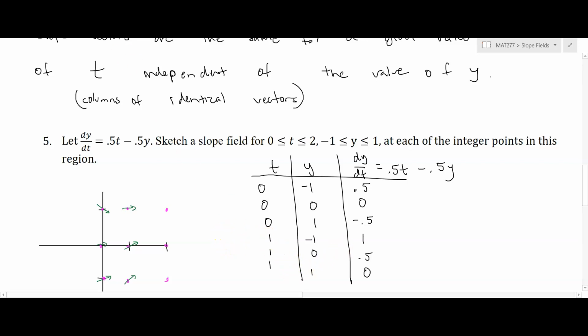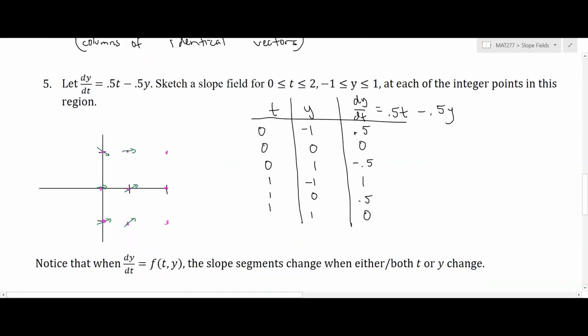And finally, we look at when t is 2. So we'll look at 2, negative 1, 2, 0, and 2, positive 1. So when t is 2, that's going to give me an output of 1 for 0.5t. When y is negative 1, that'll give me an output of positive 0.5. So this should be a slope of 1.5. This will be a slope of 1, and this will be a slope of, let's see, 2. It'll be 1 minus a half, which is going to be a half.